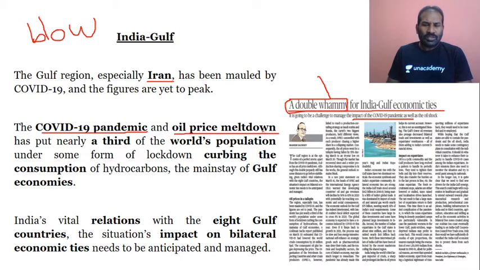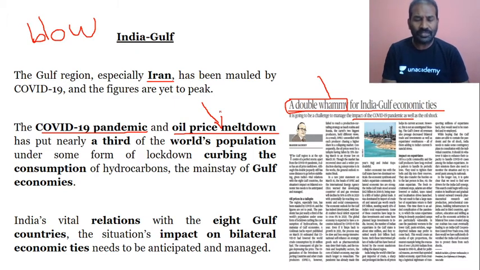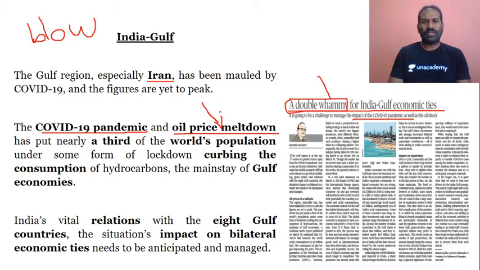So it's not only a double whammy, but it has been badly hit three times. One is the US economic sanctions on Iran, the other one is in regards to COVID-19, and the third one is in regards to the oil price meltdown. So the crude oil prices have been slashed, have gone down in the global market, and that is also causing a lot of concern to Iran. As such, Iran is facing a lot of economic crisis. It is reeling under the economic crisis.